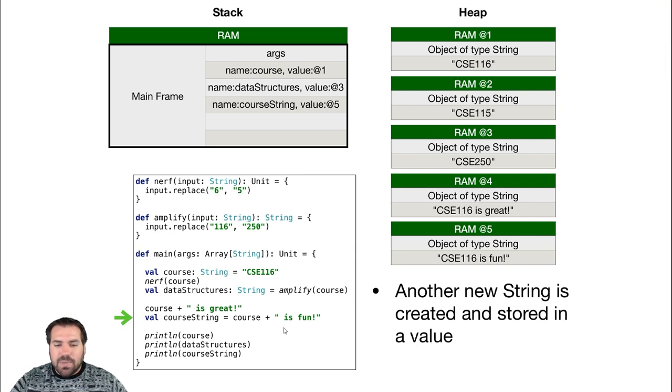Now we're going to do something similar. We're going to create a new string "is fun", put that on the heap, concatenate that with the string at course. "116 is fun. I hope you all agree." I think you will. And return a reference to that new string. So we create a new string, return that reference, store it in a new variable. Now we have these three values, not variables. We have these three values on the stack, all referring to different strings that have been created throughout the execution of this program.